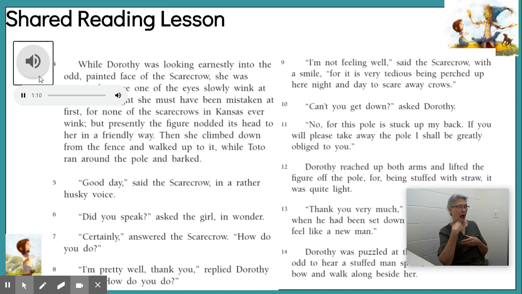Dorothy reached up both arms and lifted the figure off the pole, for, being stuffed with straw, it was quite light. "Thank you very much," said the Scarecrow, when he had been set down on the ground. "I feel like a new man." Dorothy was puzzled at this, for it sounded odd to hear a stuffed man speak and to see him bow and walk along beside her.